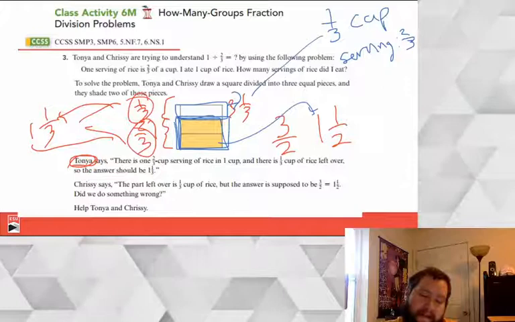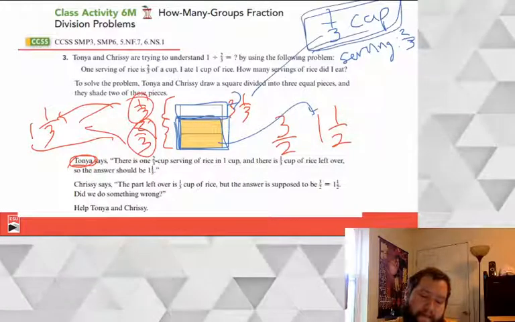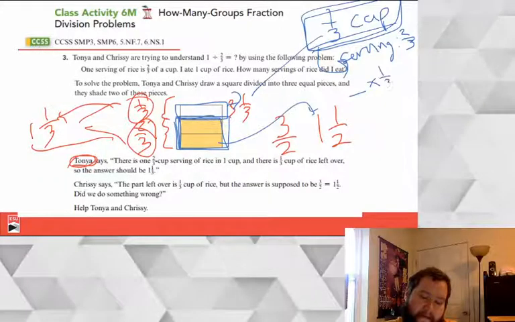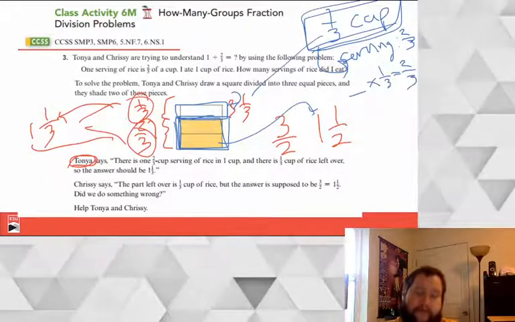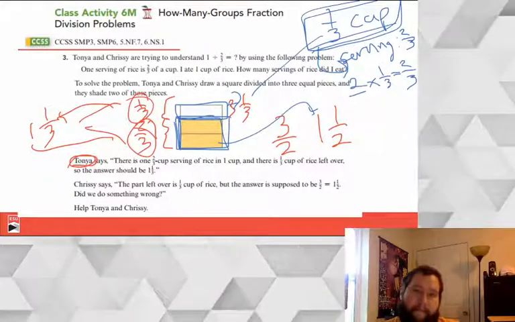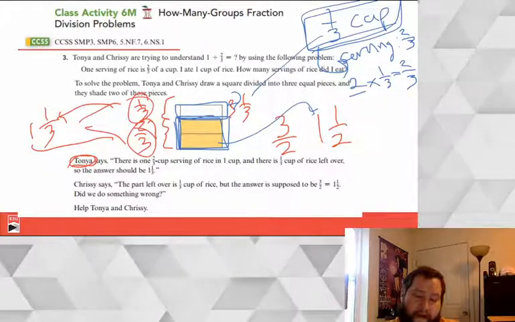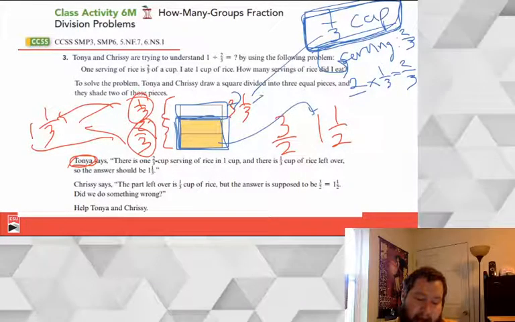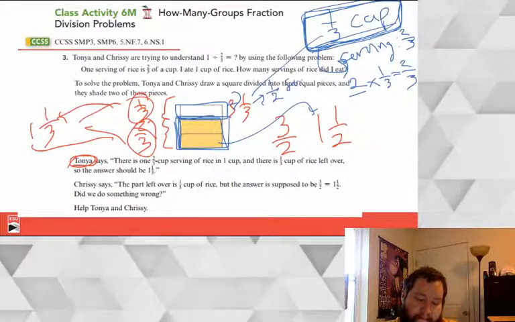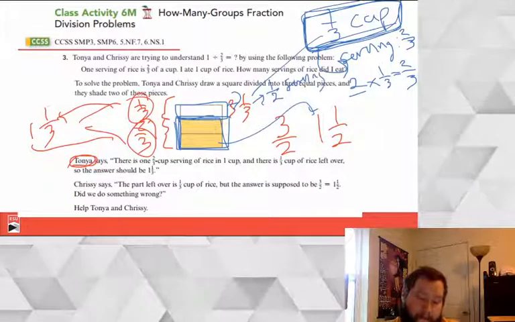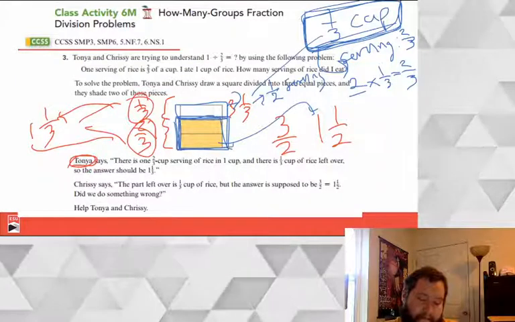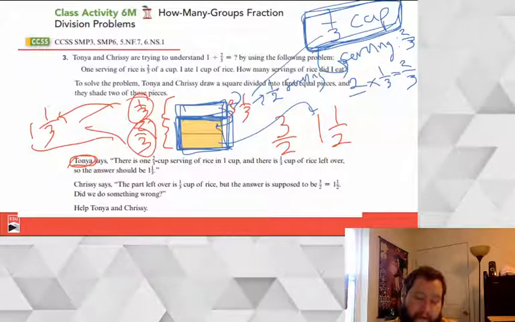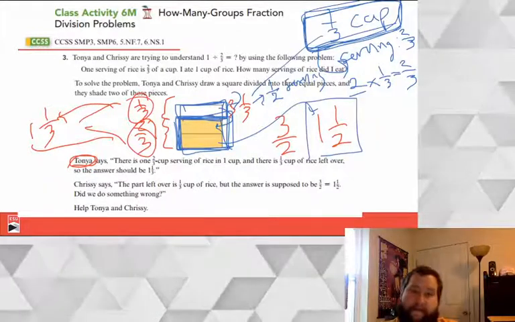So how many of these make a serving? So how many thirds gives us 2/3? Well, it's 2. So this 1/3 of a cup is how much of a serving? So this 1/3 is half a serving. So we had 1 whole serving and another 1/3 of a cup, which is half of this. So we have 1 1/2 servings.